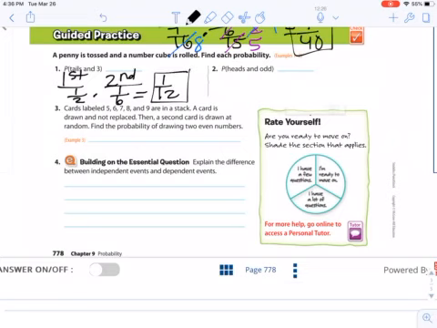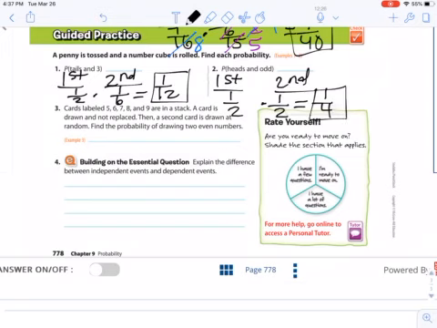For number 2, your first thing is heads, so that probability is 1/2. And then the second thing is getting odd. So on a number cube, half of the numbers are odd. So 3 out of 6 are odd, or I'm just going to write it right now as 1/2 so I don't have to reduce later. And then when you multiply, you get 1/4.